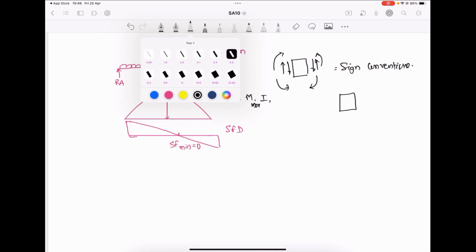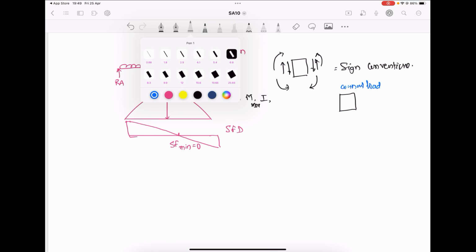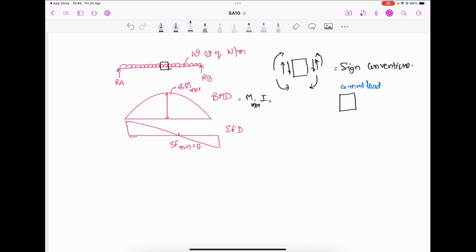Now, let me show you what happens. It is without load. Originally this is the shape, and when load is applied, what happens? It bends like this.